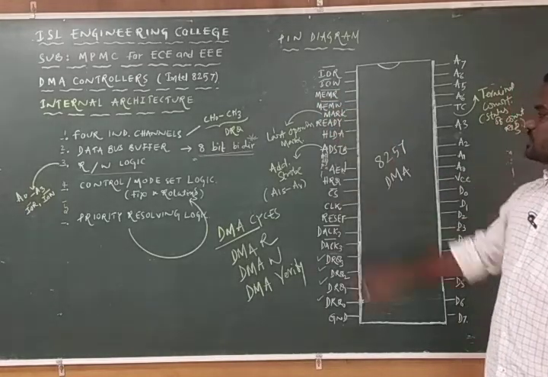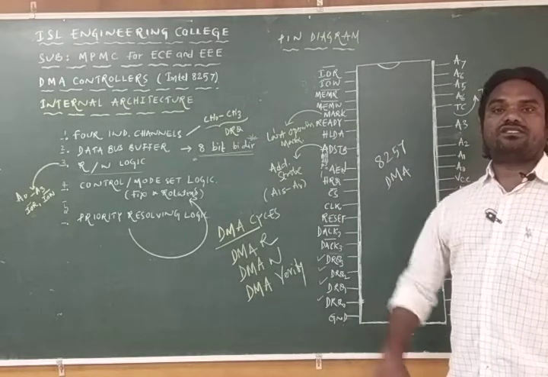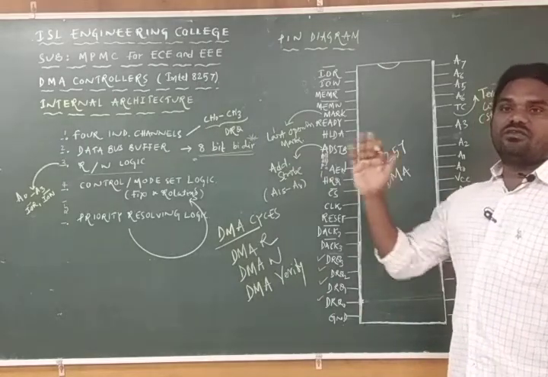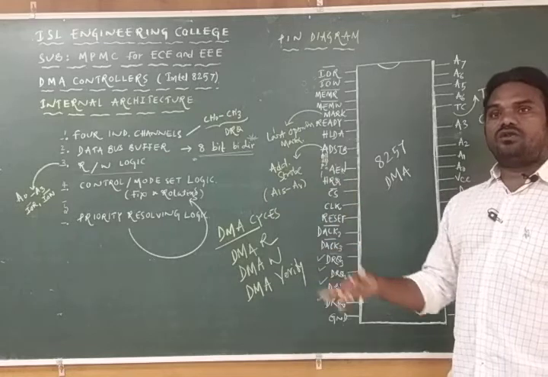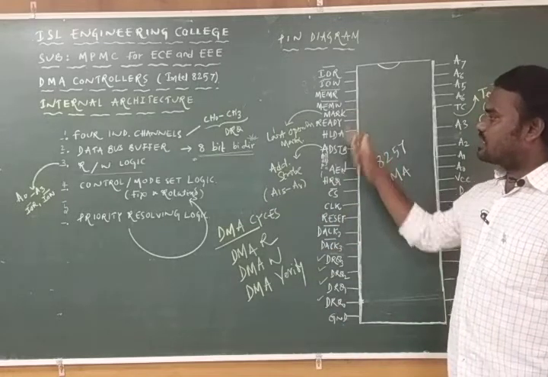Then the next one is mark, and it is going to give the information of the last operation. What is the operation? That means whether 8257 is served with channel 1, channel 2, or channel 3. Likewise, we are going to verify by checking this mark signal pin.